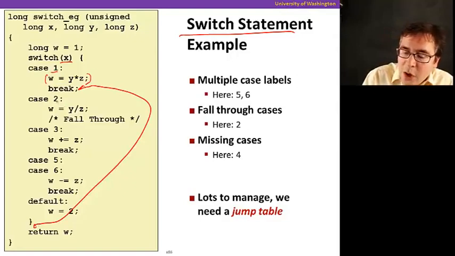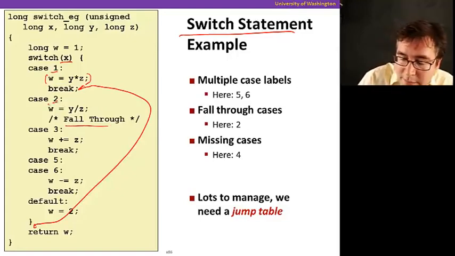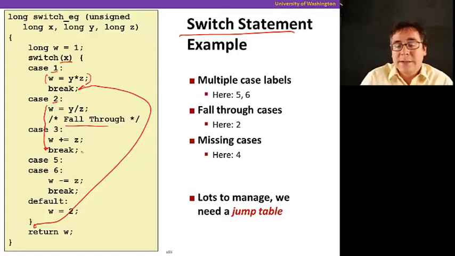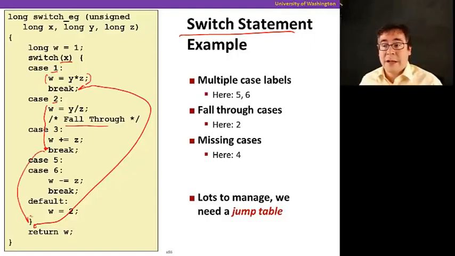There are some other cases called fall-through cases that do not have a break statement. For example, if X happens to be set to 2, this piece of code is going to be executed and it's going to continue executing through the next block until it sees the next break statement. Then this code jumps out of the switch and continues executing.